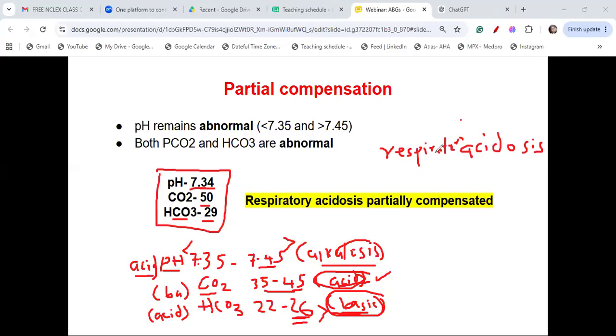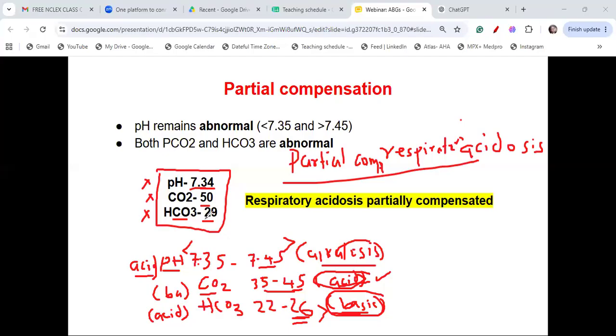Okay. Now that you have respiratory acidosis, you want to introduce that bit of compensation. And I've said for partial compensation, you'll find all of them will be abnormal. pH is abnormal. CO2 is abnormal. Bicarbonates are abnormal. So you'll find that it will be partial compensated respiratory acidosis. Partial compensated respiratory acidosis. That is the full name.